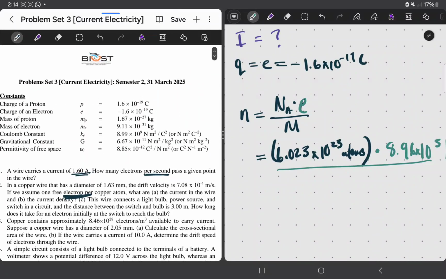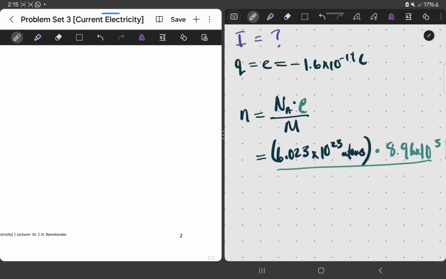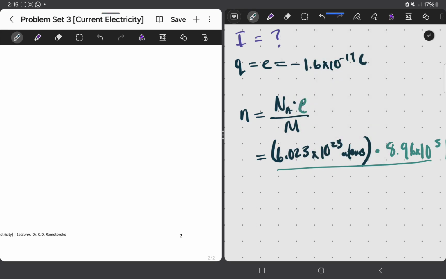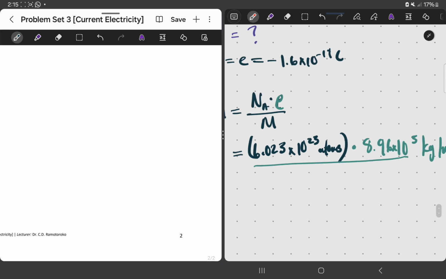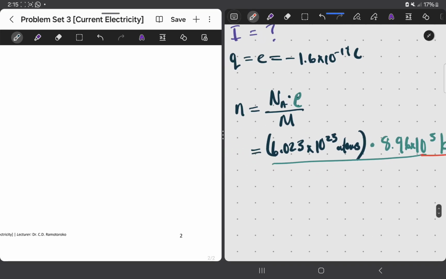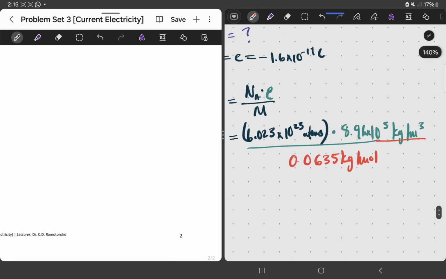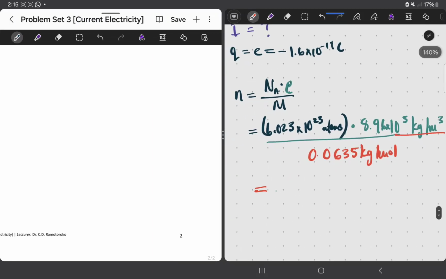So if you check on your periodic table for the mass of copper, you're going to see that it is 63.5. Remember that the mass is the number at the bottom. It is grams per mole, but we want it in kg, so you divide that by 1,000, which gives 0.0635. This is now kg per mole instead of grams per mole, and we can find the number density.